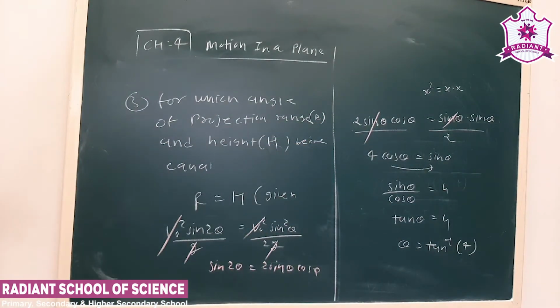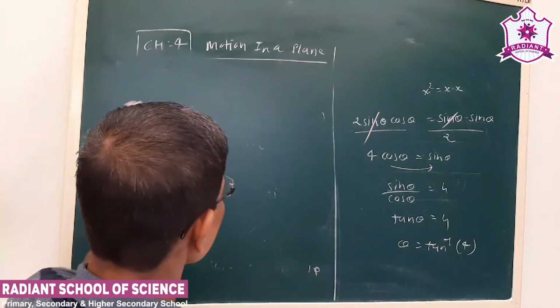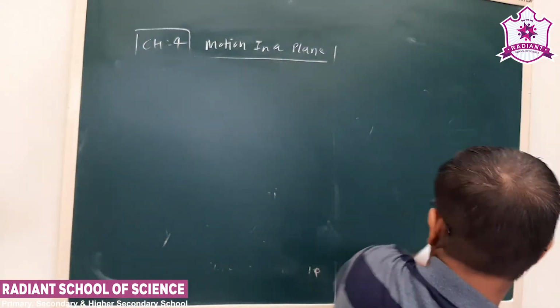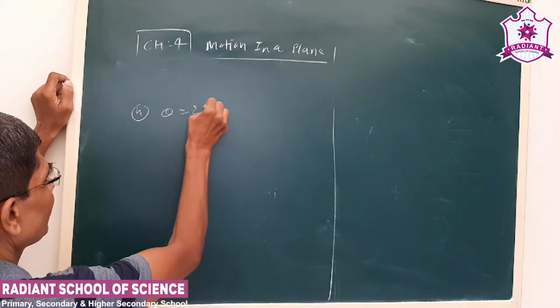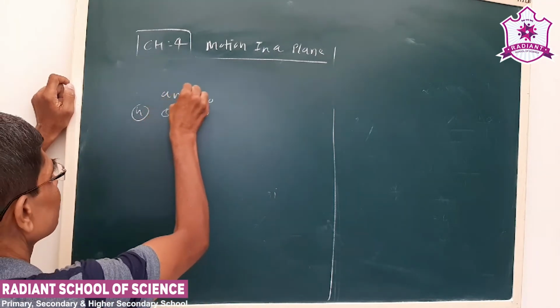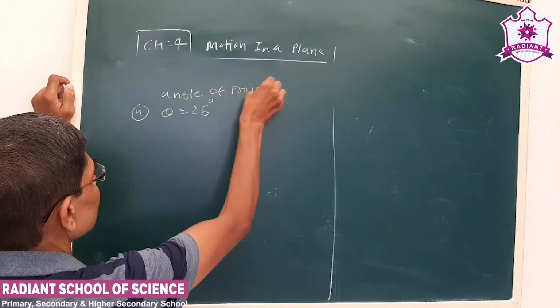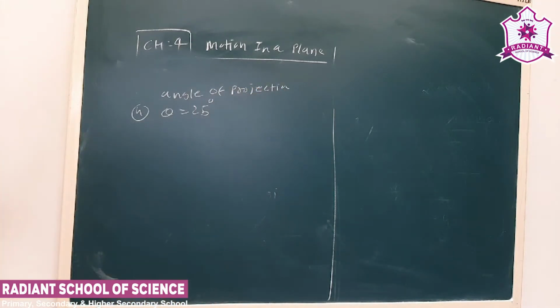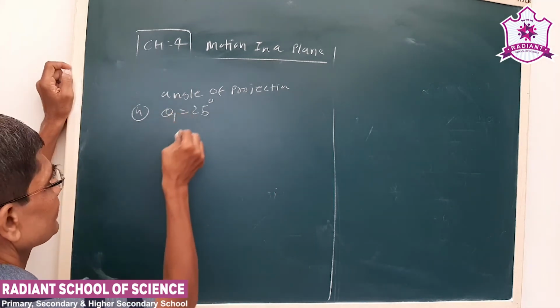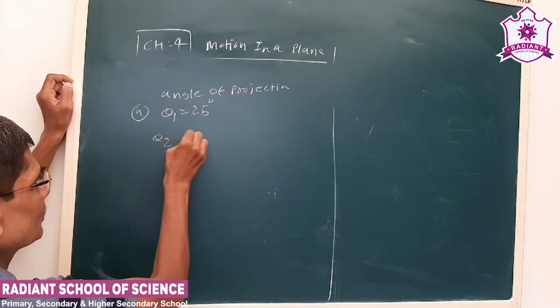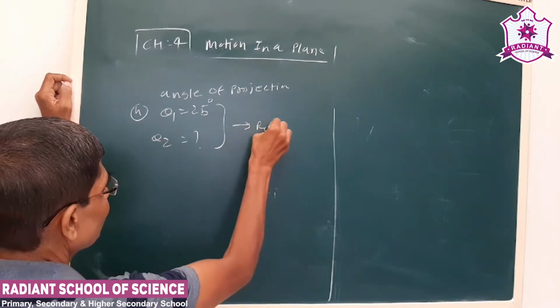Now, this is our MCQ number 3. See, the next MCQ: the projectile is projected with angle theta equal to 25, that is the angle of projection. The question is, for which other angle of projection will the range be equal? Let us say theta 1 is 25. We have to find out theta 2 for which the range will be equal.